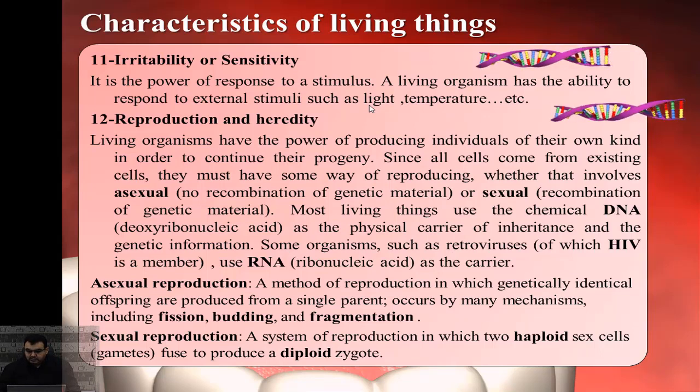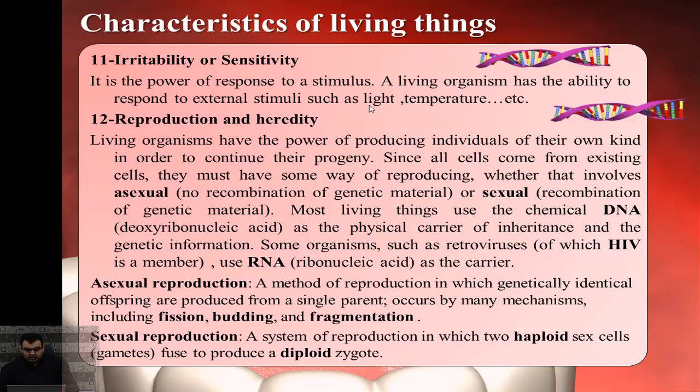Most living things use the chemical DNA, deoxyribonucleic acid, as the physical carrier of inheritance and genetic information. Some organisms, such as retroviruses, of which HIV is a member, use RNA, ribonucleic acid, as the carrier.